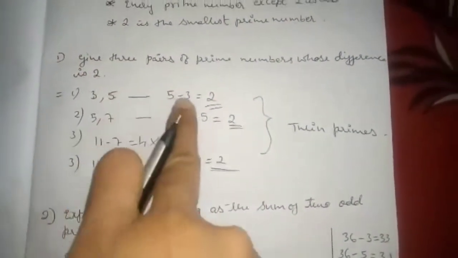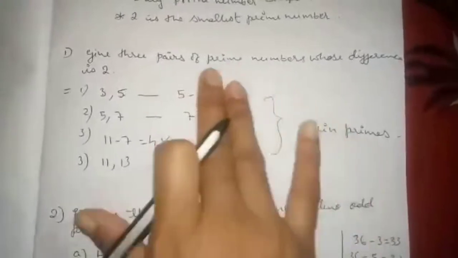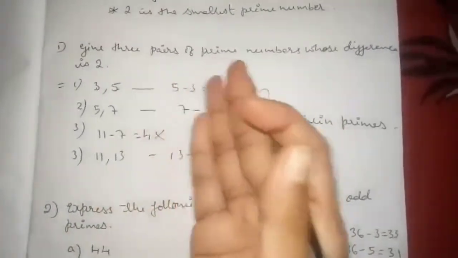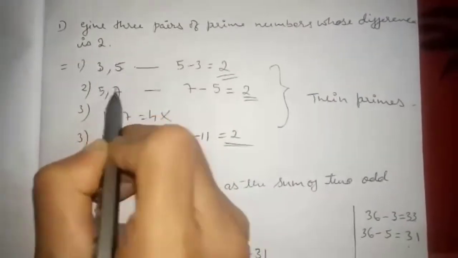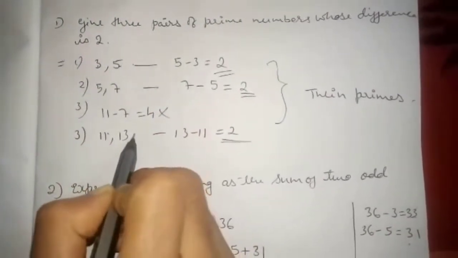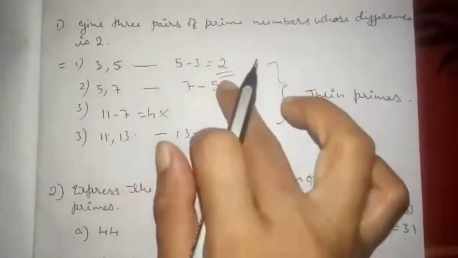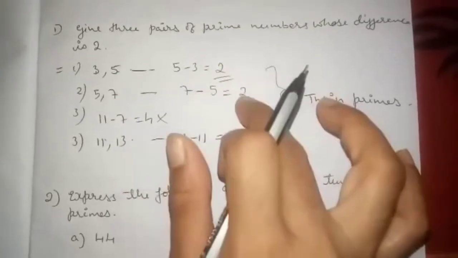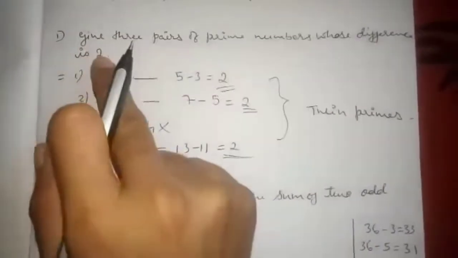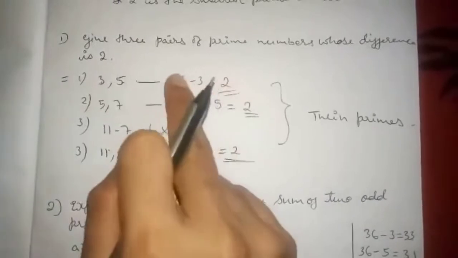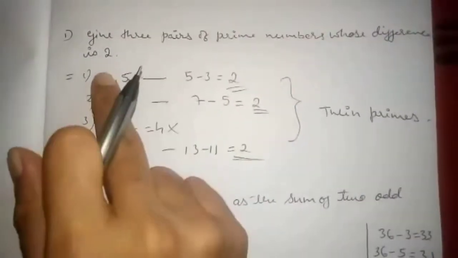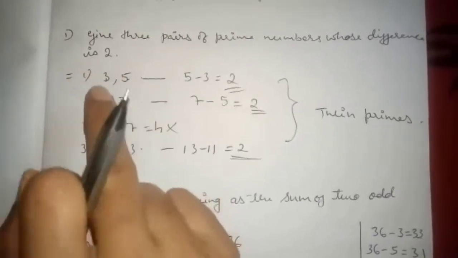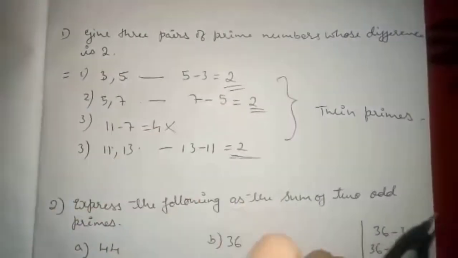Students, when you are answering the first question, no need of writing this. This is for our reference. We have verified. You can write 3 and 5, 5 and 7, 11 and 13. We are verifying whether you are getting 2 or not. This much if you write, it is enough. 3 and 5, 5 and 7, 11 and 13.